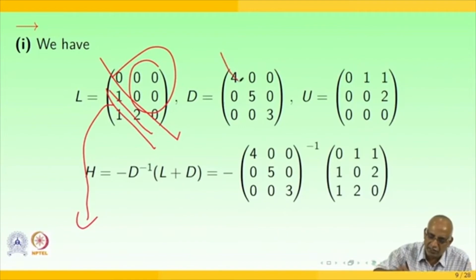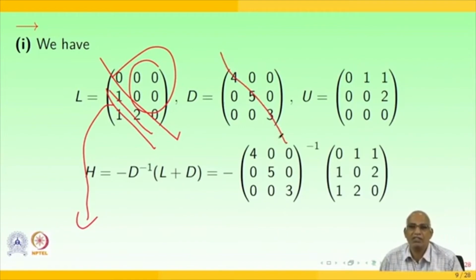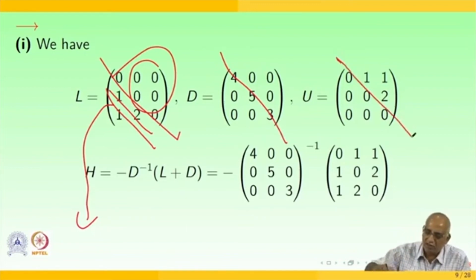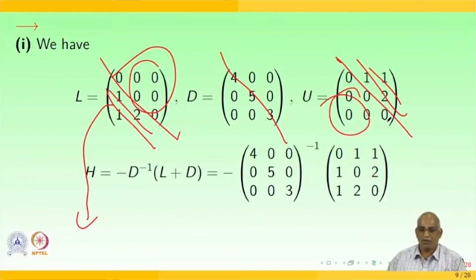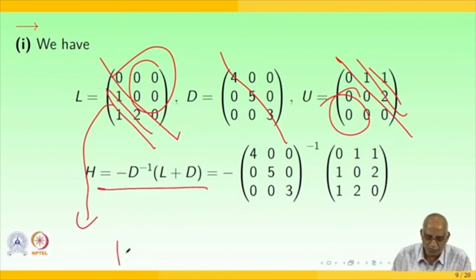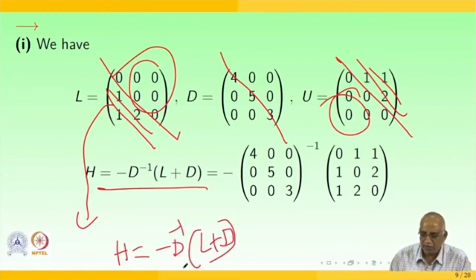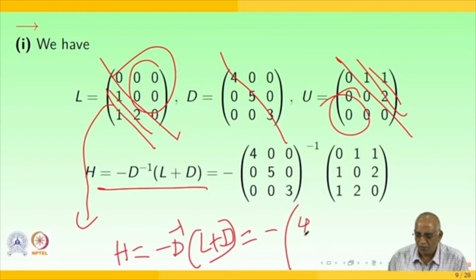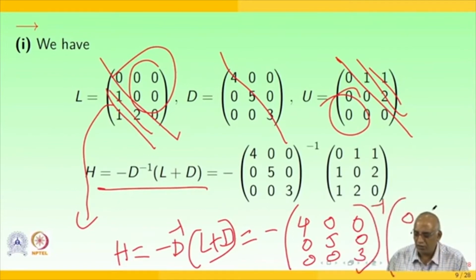Similarly, the matrix D is the eigenvalues sitting on the diagonal elements. Upper triangular matrix is, these are all zeros, lower will be 0, and this is non-zero. And H is equal to minus of D inverse times L plus D. So this will be equivalent to minus of the matrix 4, 0, 0, 0, 5, 0, 0, 0, 3, whole inverse, multiplied with 0 1 1, 1 0 2, 1 2 0.